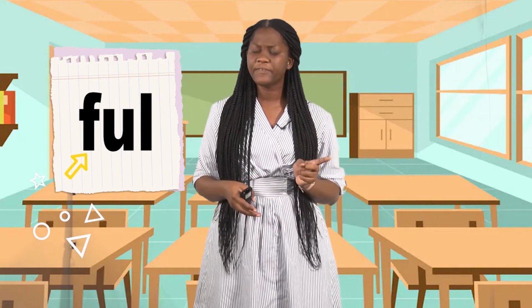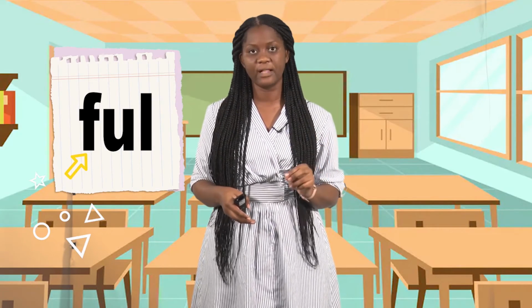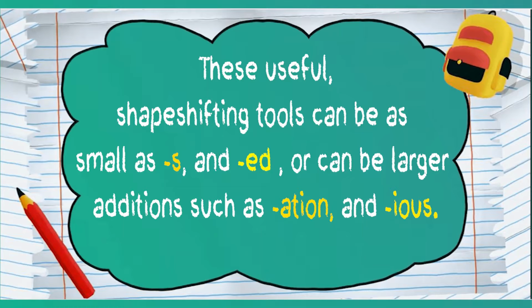Also, when adding the suffix ful to words, be careful not to double the L. So, beautiful is spelled b-e-a-u-t-i-f-u-l. Now, let's take a closer look at examples of actual suffixes.